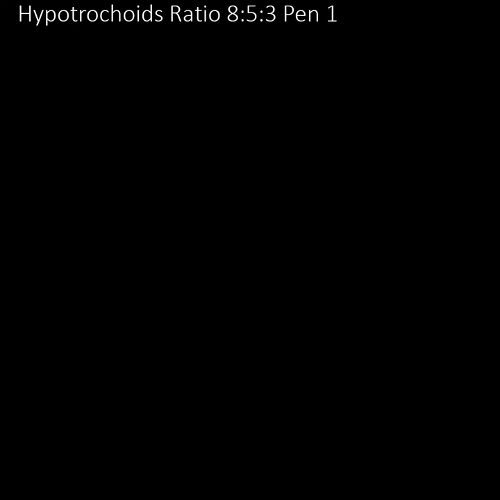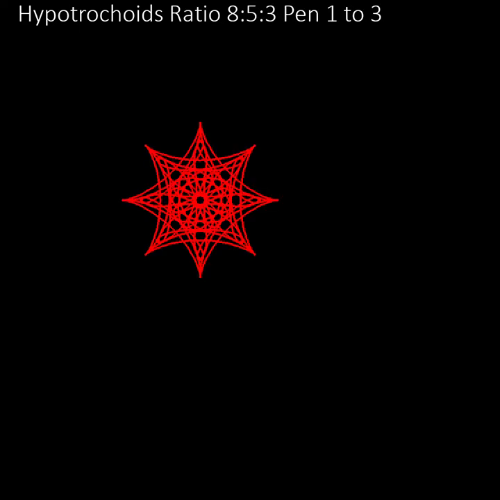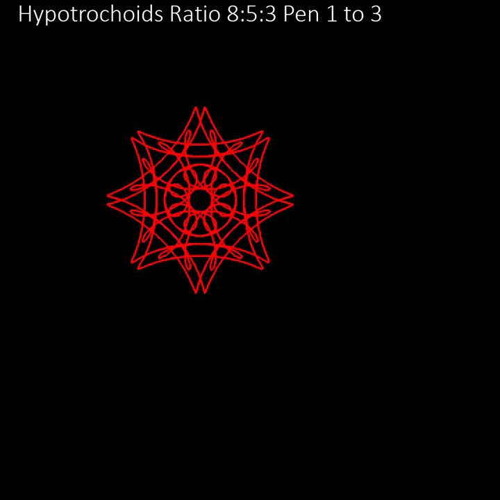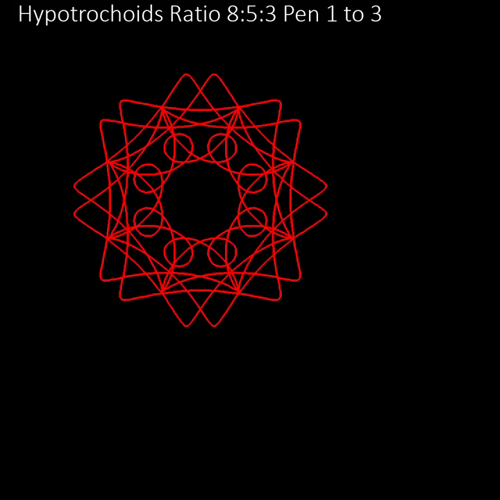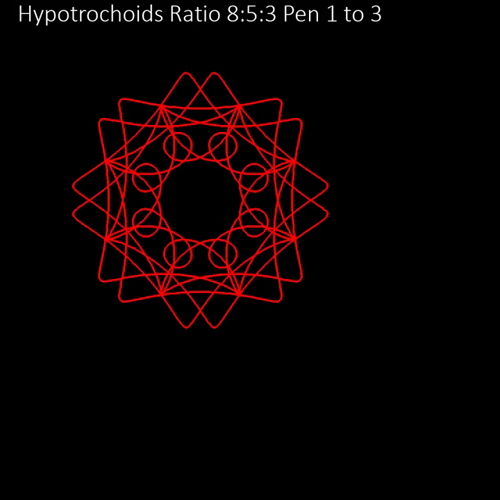In the last video, we saw this pattern created with wheel sizes in the ratio 8:5:3, with the pen at position 1. If we move the pen outwards towards position 3, the pattern changes subtly like this. In the next video, I'll look at how we can use what we've learnt so far to reproduce some classic spirograph patterns.